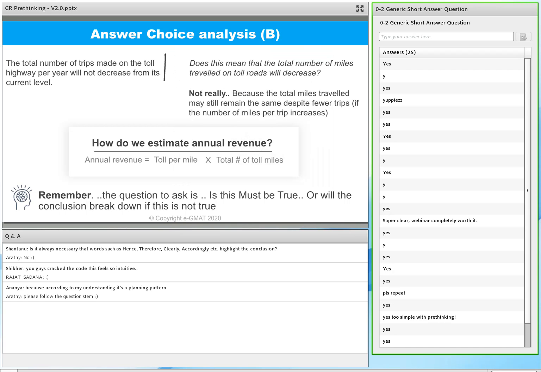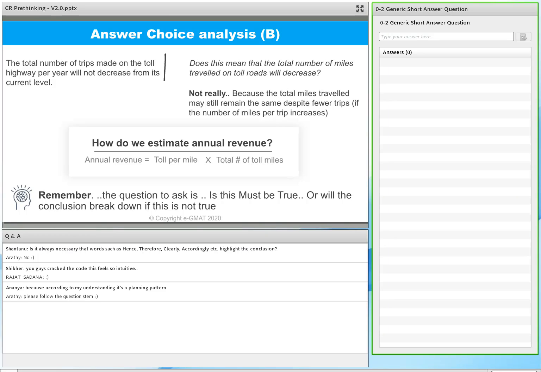Great strengthener. Okay. Now, let's kind of look at this and let's ask, is this must be true? We have to ask is this MBT, must be true? The choice says the total number of trips made on the toll highway will not decrease from its current number. Let's visualize this. I'm going to actually bring in a notes pane over here. And the question that we are asking is, must be true?